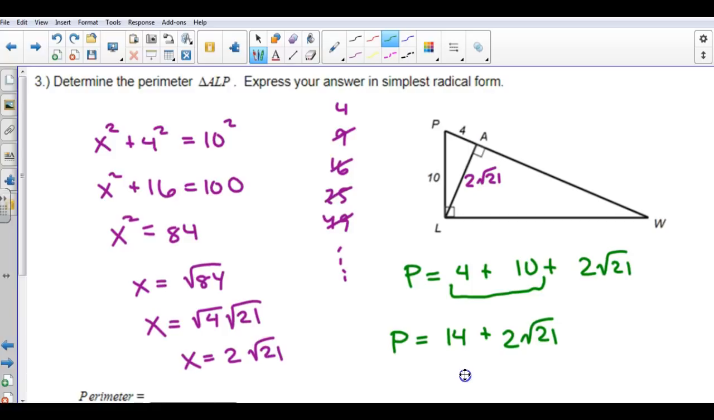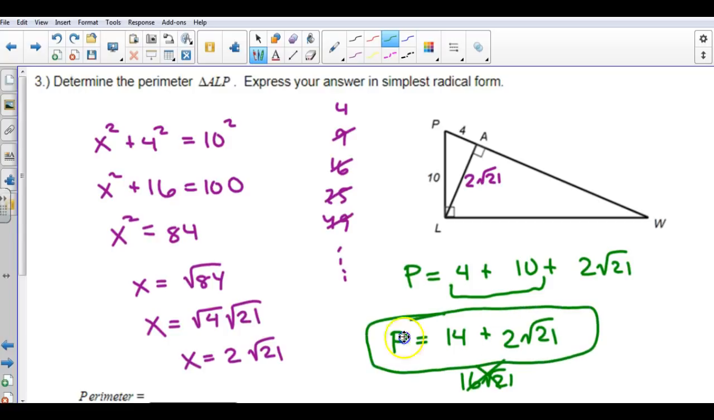So don't make the mistake of trying to go further and saying that this is like 16 radical 21. And the reason we can't do that is because the 14 does not have the square root of 21 attached to it. So this is your final answer. And that is, again, what we call simplest radical form. So we didn't take the square root and have to round and get decimals. We just looked for the largest perfect square that evenly went into 84.